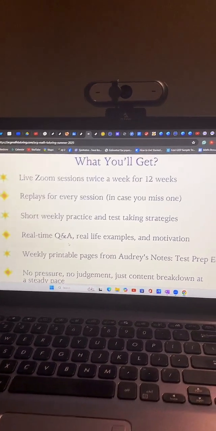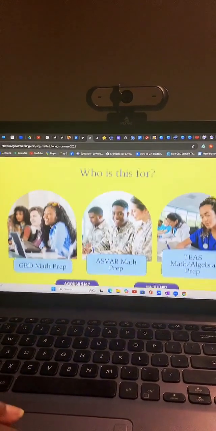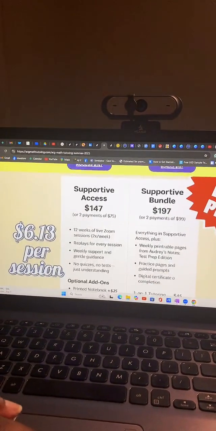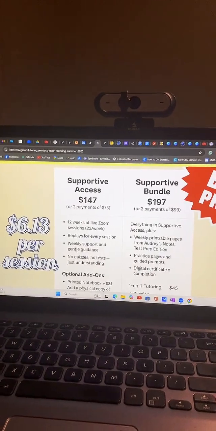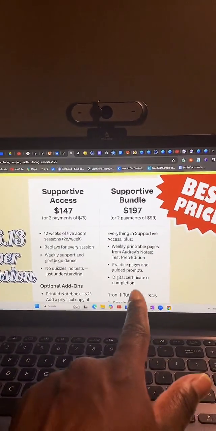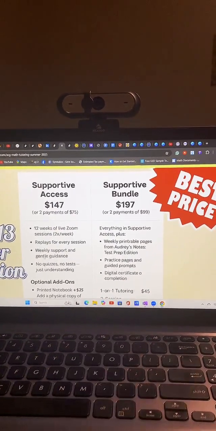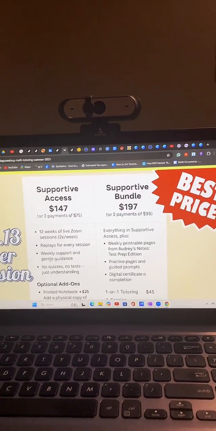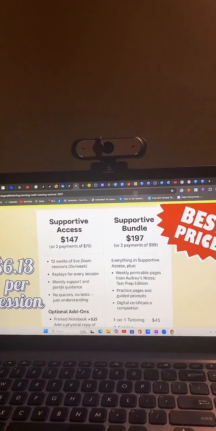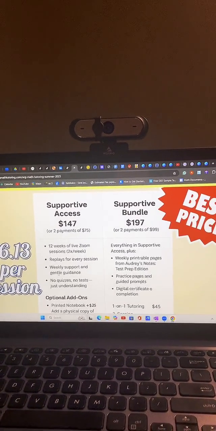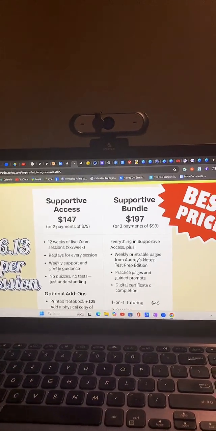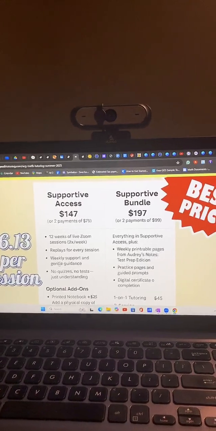All right? So, like I said, this is for people that are going after their GED, the ASVAB, and the TEAS test. And the cost for it, just for the basic, is like $147. The only thing I'd add additional to this is if you want to do tutoring. If you want more like a one-to-one, there's like an additional cost. But if you just want, you know what, Audrey, I really want to do like a check-in or something like that, we could probably do like a small group check-in. We can figure it out.